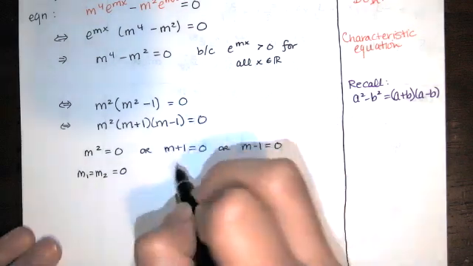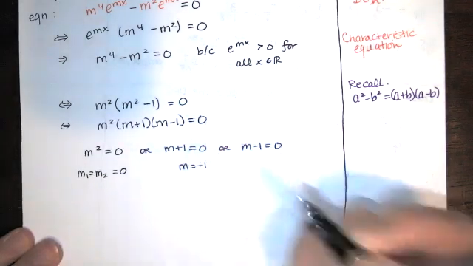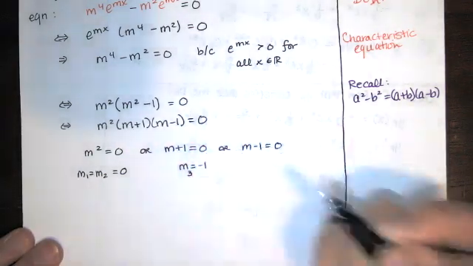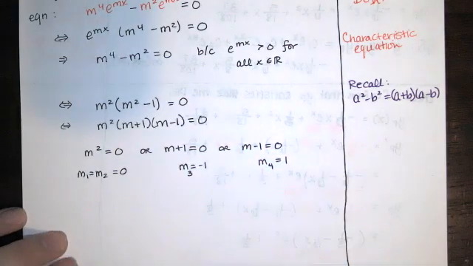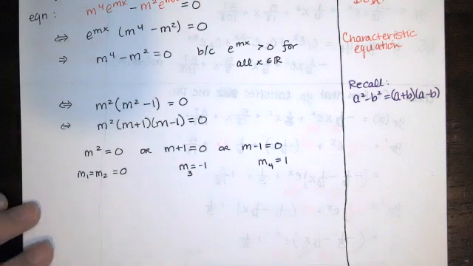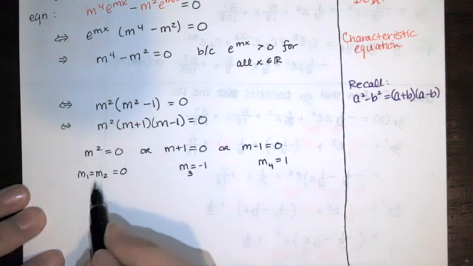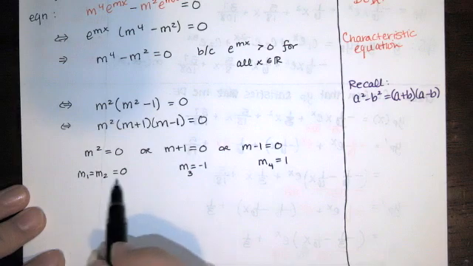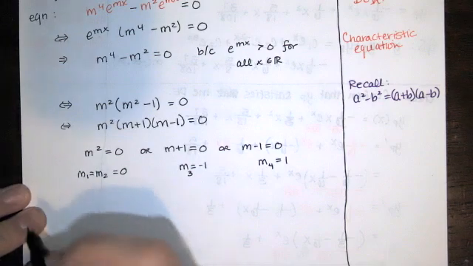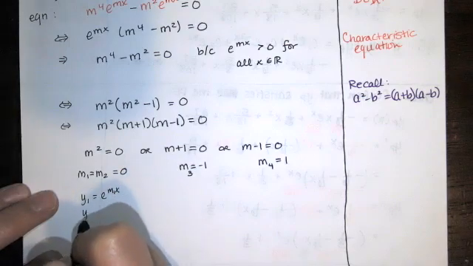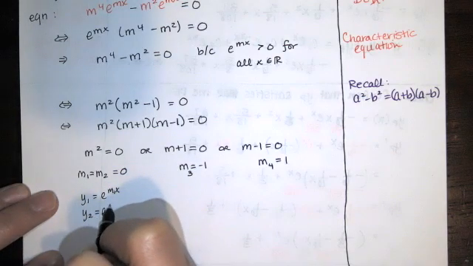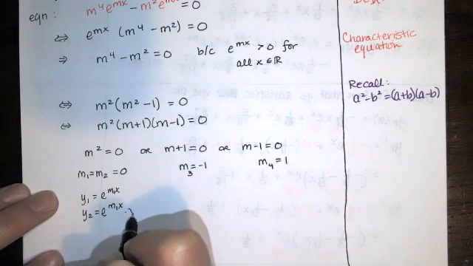And then over here, if you subtract 1 from both sides, you get m equals -1. That's going to be our m sub 3. And if we add 1 to both sides, we get m sub 4 equals +1. So the two linearly independent solutions that come from a repeated root are y1 equals e to the m1x, and y sub 2 equals e to the m1x times an extra x.